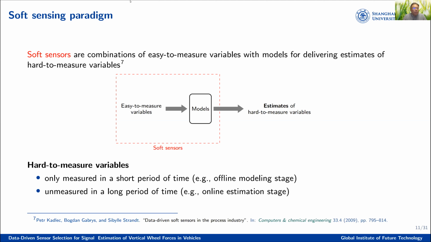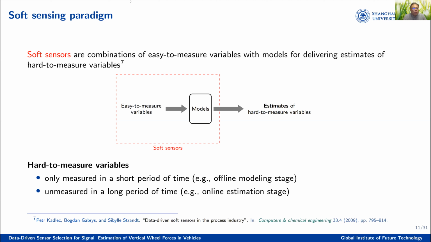Here we define hard-to-measure variables as those sensor data or sensors which will only be measured for a short period of time. For example, during an offline modeling stage, we will use those sensors to get the hard-to-measure data. But during the online estimation stage, after we obtain some training data, we will use those data, as well as the model, to replace these hard-to-measure variables.